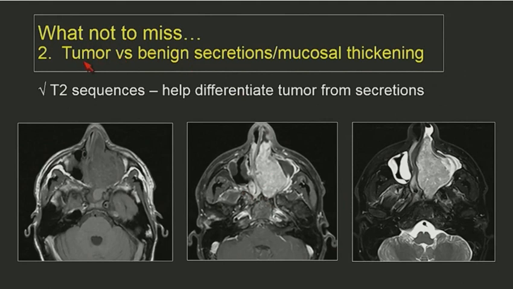Number 2, tumor versus benign secretions can be difficult to differentiate, and the single best sequence are the T2 images. Everyone goes for the gadolinium enhanced images, but think about it. Everything in the nasal cavity enhances normally. I use the gadolinium-enhanced sequences for 3 reasons: perineural tumor, intraorbital, and intracranial disease. Otherwise, I'm using the T2 images.